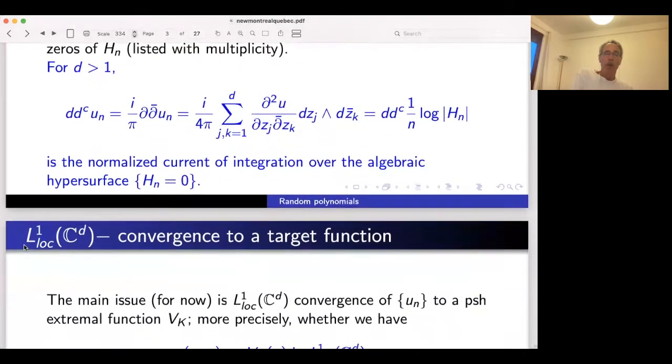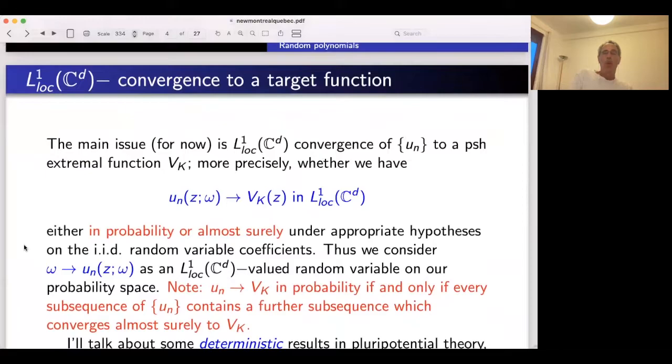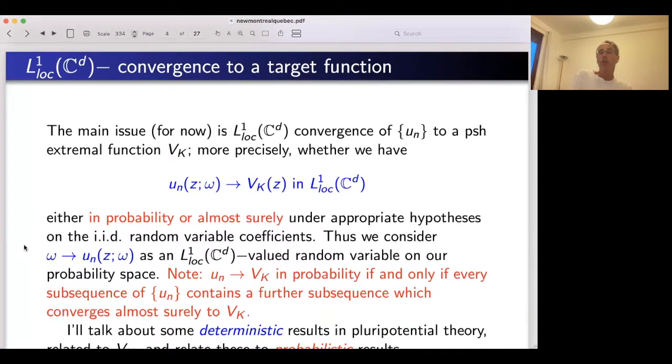And what we're going to care about is basically L^1_loc convergence of a sequence of these u_n's, associated with a sequence of random polynomials, to a certain extremal function, a certain target function, which I'll call V_K. This denotes that there is going to be an underlying compact set K, which will come in the next slide or two. Okay? So more precisely, do we have L^1_loc convergence of the sequence of these so-called random plurisubharmonic, or in one variable subharmonic, functions to this target function V_K, in some type of probabilistic sense? The two types we'll talk about today are either in probability or almost surely.